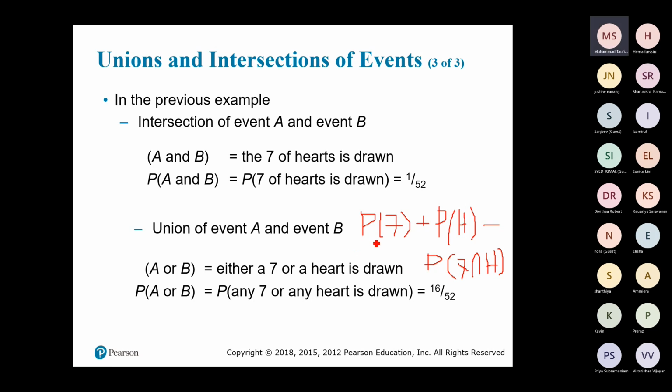The events are pulling a 7 and pulling a heart. What is the probability of either pulling a 7 or pulling a heart? So pulling a 7, this is 4 over 52. And the probability of pulling a heart is 13.